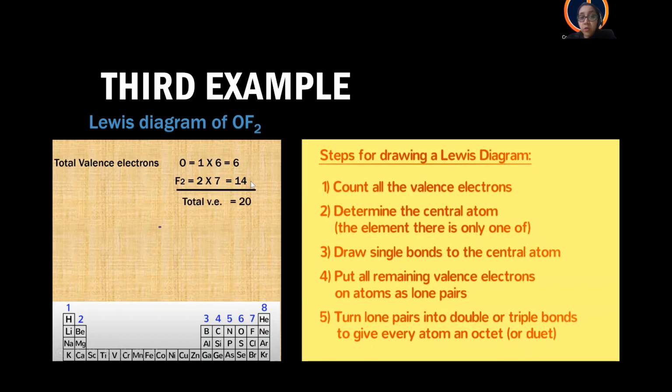Total valence electrons becomes 14 plus 6, that is 20, right? And then we have to determine the central atom. Central atom, which you can guess now because it is only 1 in number. So oxygen should be the central atom. And we can write 2 fluorine on the 2 sides. Now let's join the single bonds. That's the third step.